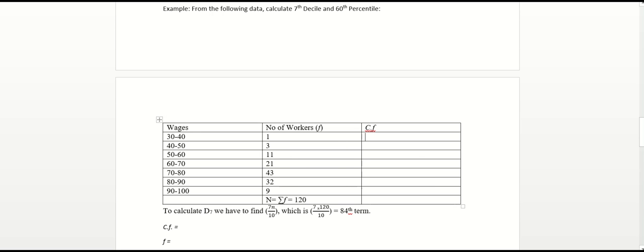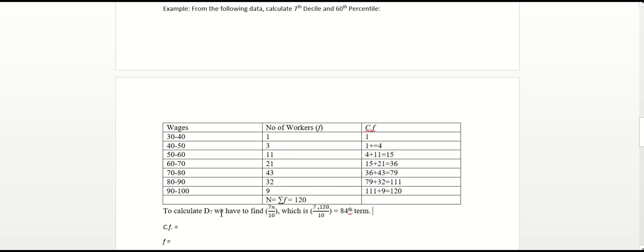First we need to calculate CF. So this is 1, then 1 plus 3 becomes 4, 4 plus 11 becomes 15, 15 plus 21 becomes 36, then 36 plus 43 becomes 79, then 79 plus 32 becomes 111. Then 111 plus 9 becomes 120. So this last value of CF is equal to the summation of F, that is called N. So it means CF is fine.